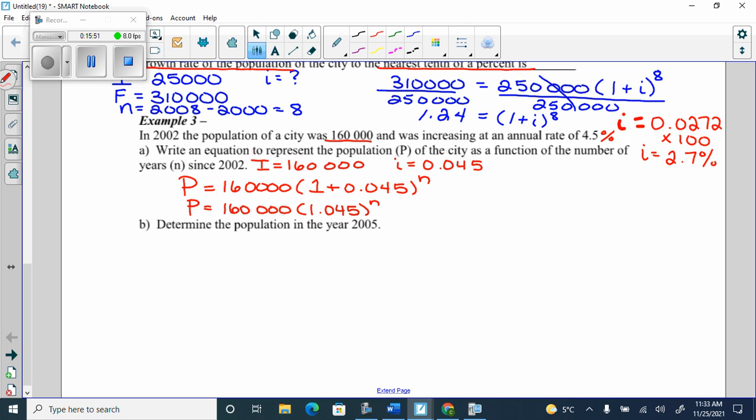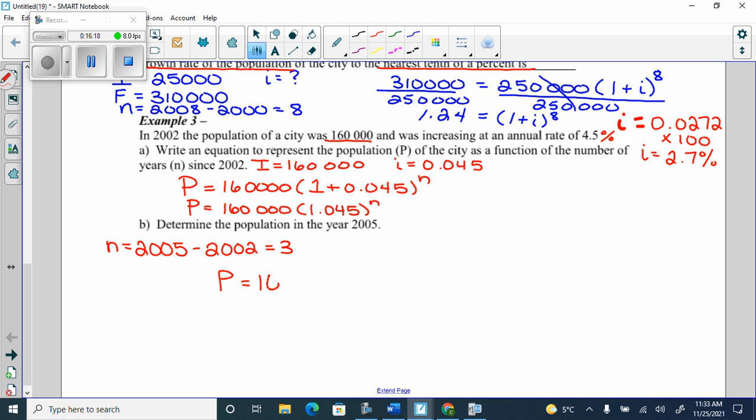So they sometimes just want an equation set up, right? They don't want you to solve anything. They don't look for extra stuff. And then this one wants the population in 2005. So what do I have to do? Subtract 2002 from 2005 to get the difference and then plug that into the N. So 2005 minus 2002, get the difference, which is 3 years, and plug that in for N.